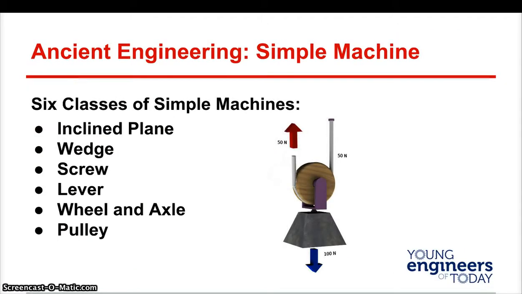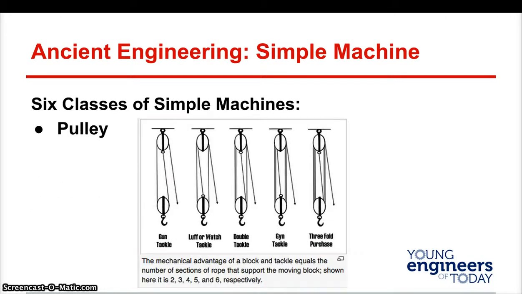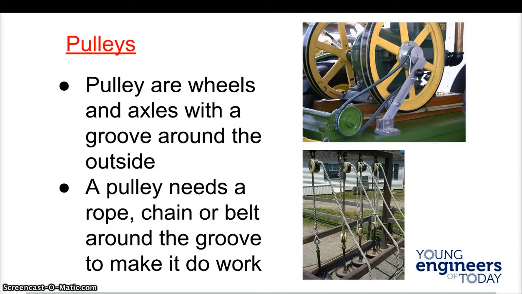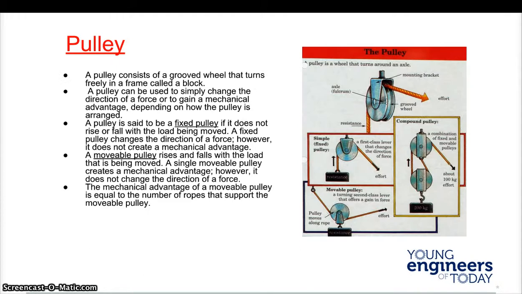Now, the last simple machine we're going to look at is pulleys. Pulleys are technically wheels and axles with a groove around the outside. So they are wheel and axles, but they don't really become pulleys until we put a rope, chain, or belt into that groove. So there's that relationship we talked about earlier.